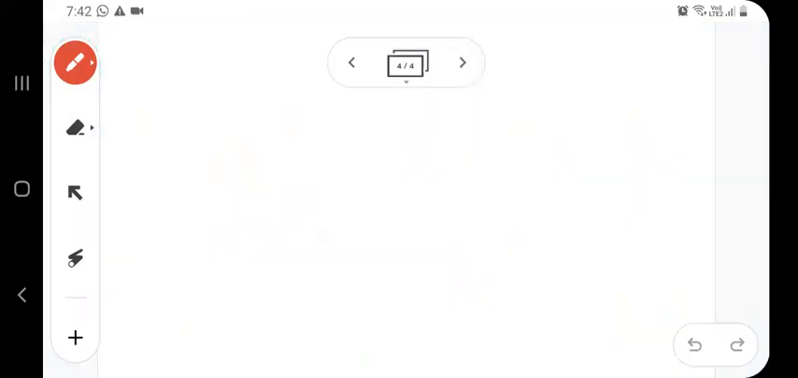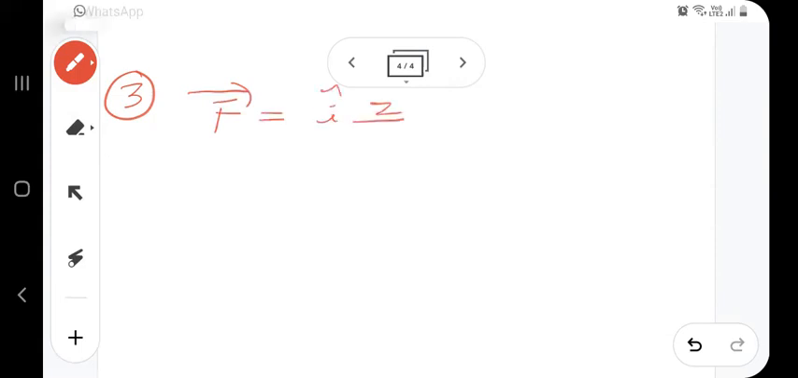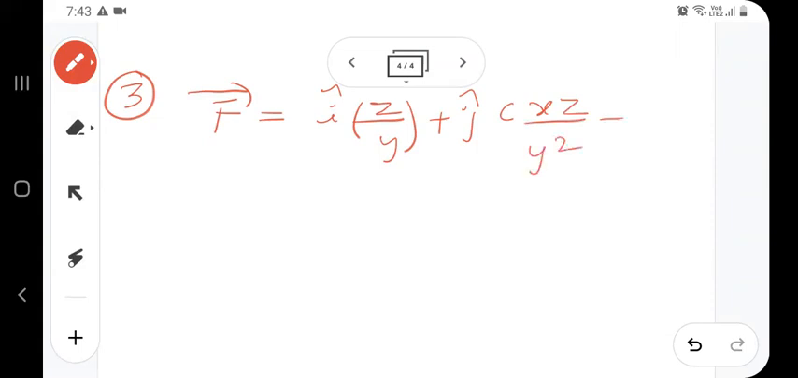Next, the third problem. A force vector f bar is given, equal to I cap into z by y plus j cap into c x z by y square plus k cap into x by y. Show that it is a conservative force.